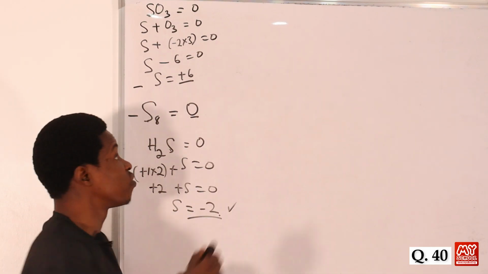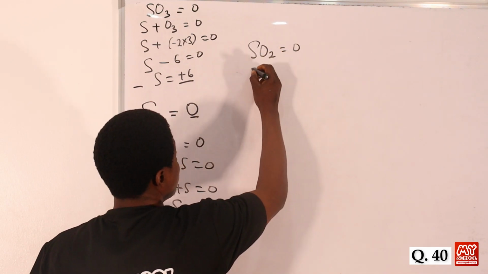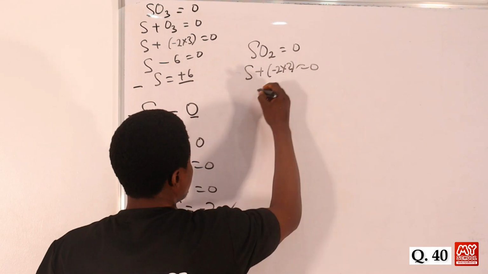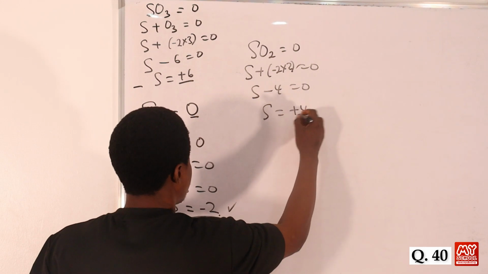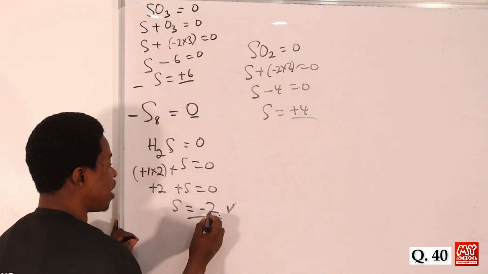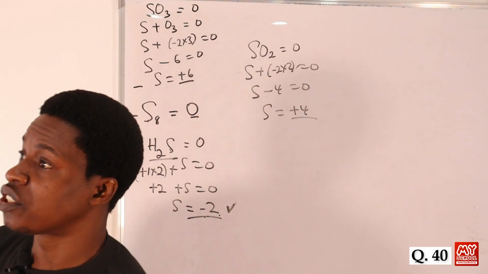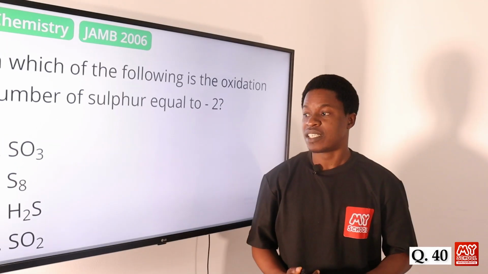So there's no point. SO2, let's just do that for the benefit of that. SO2 is the last one, which is equal to 0. Sulfur plus, this is -2 times 2, that gives us 0. So that is -4 equals 0. So S equals +4. So where sulfur is -2 is actually in H2S. If you look at the options on the screen, H2S is option C. So the correct answer is option C, H2S.